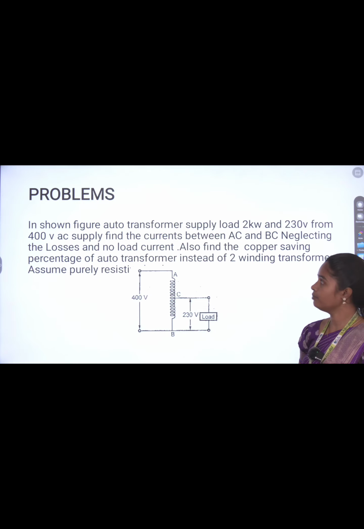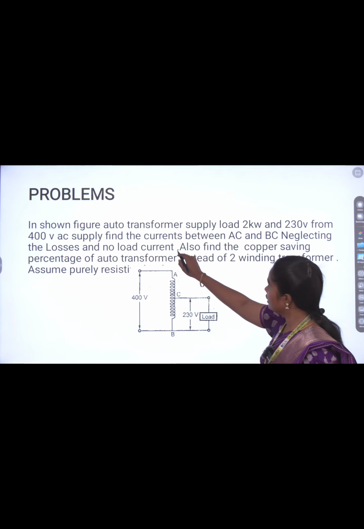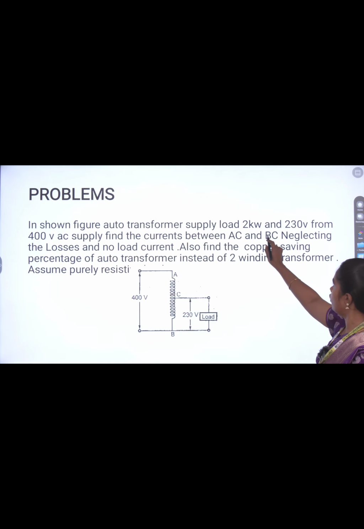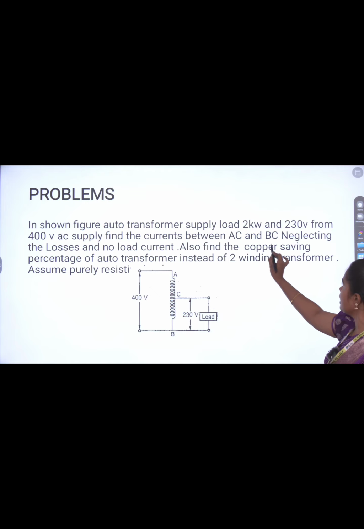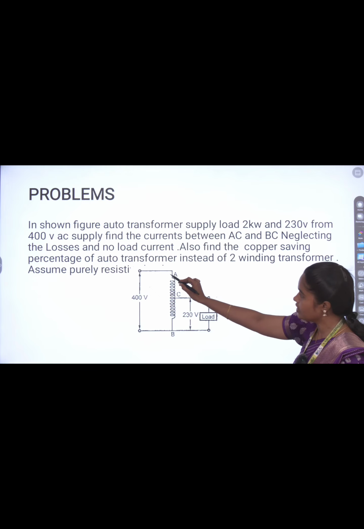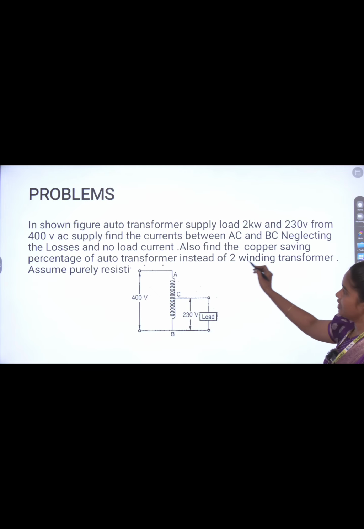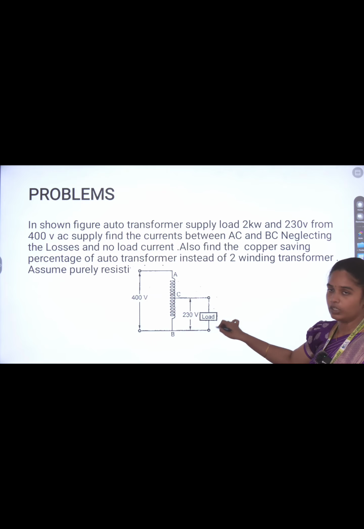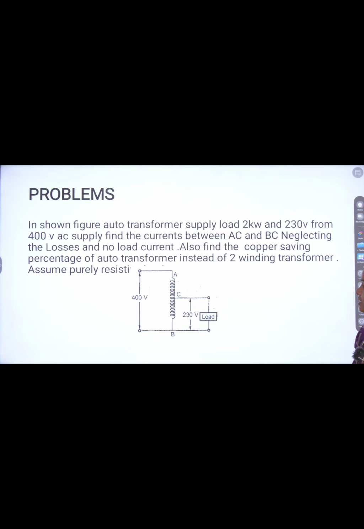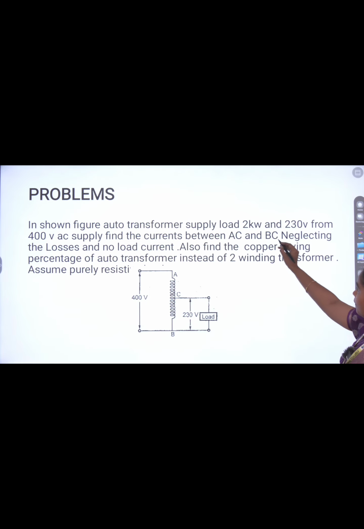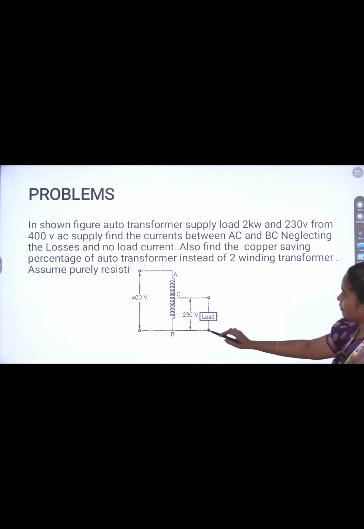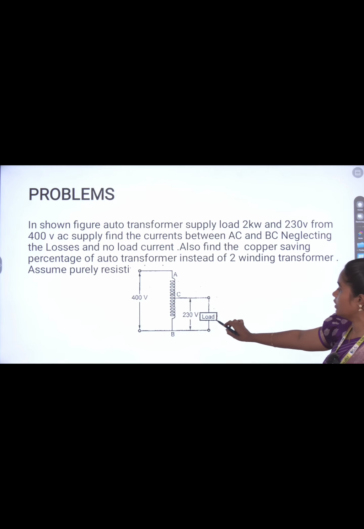And next, a problem based on copper saving. In the shown figure, the auto transformer supplies a load of 2 kilowatt and 230 volt from a 400 V AC supply. Find the current in sections AC and BC, neglecting the losses and no load current. Also find the copper saving percentage of the auto transformer compared to a two winding transformer. Assume a purely resistive load. So first, for the given data, the output power is 2 kilowatt, primary voltage 400 and secondary voltage 230.